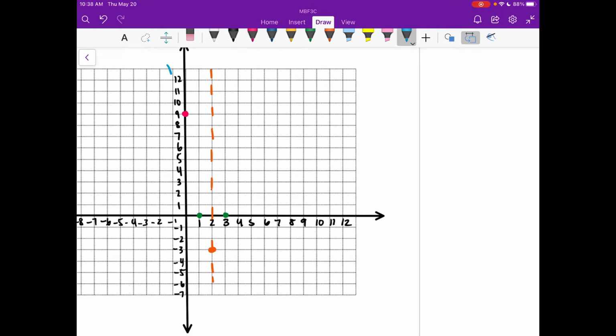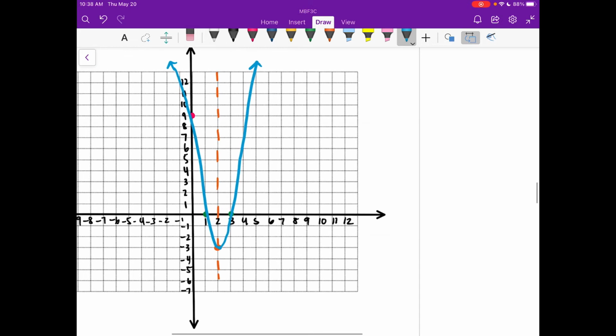So let's do that. So I know it's going to start off here. It's going to go through this point to there. Then it's going to turn around and come back up like that. And that's what my graph looks like. That's how you can graph in standard form. That is the way to do it, right?